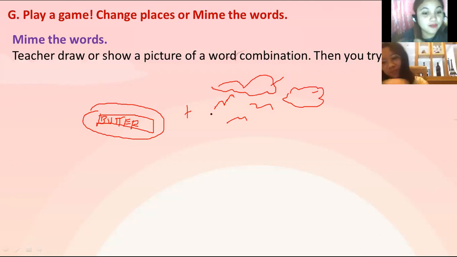I don't know. The first word is butter. Now, what do you think is the second word? I don't know. Is it hard? Or my picture is not good? Okay, so the answer there is butter plus fly equals butterfly. Okay, next one. Oh, here. Very easy.